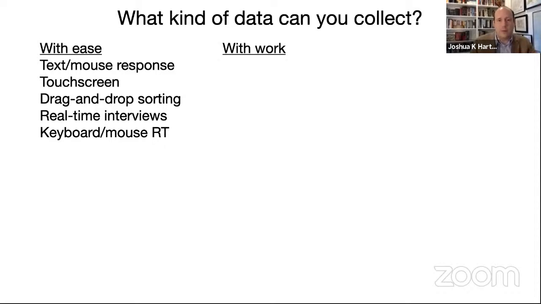With work, you can record audio. Most software packages don't have this built in, though most are working on it. Josh can jump in if he wants to say something about recording audio in jsPsych, because it's something he's been thinking about.